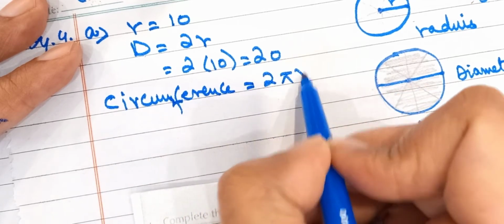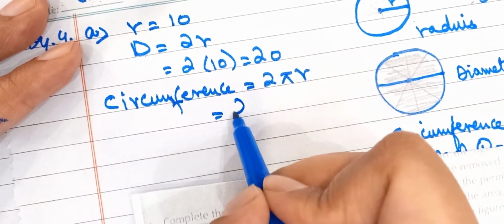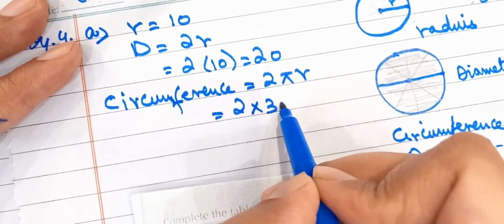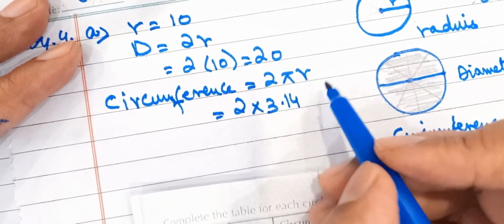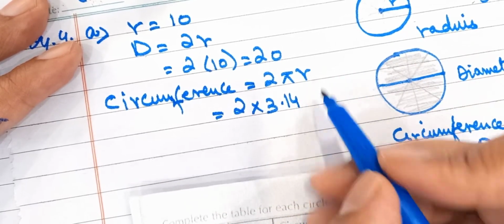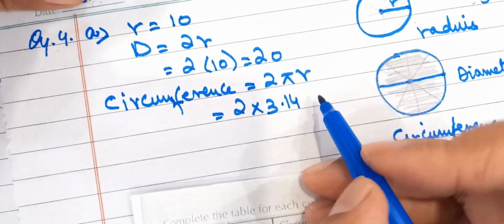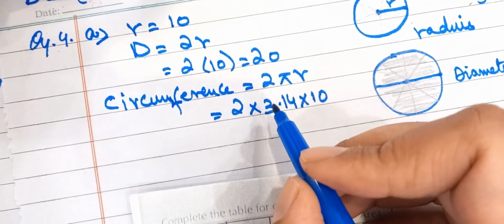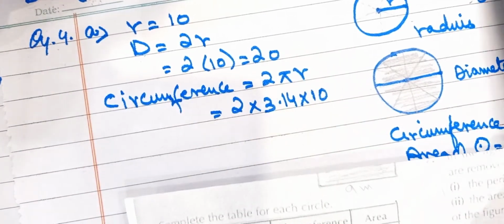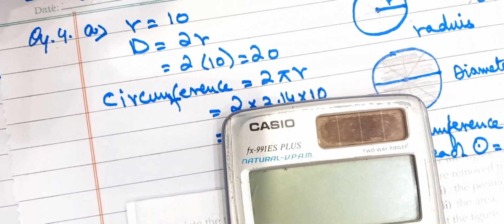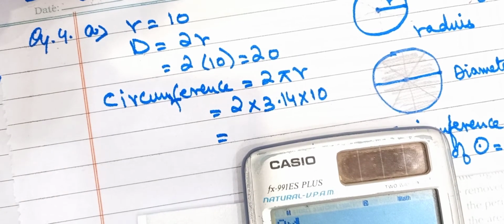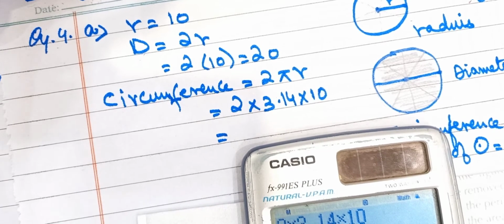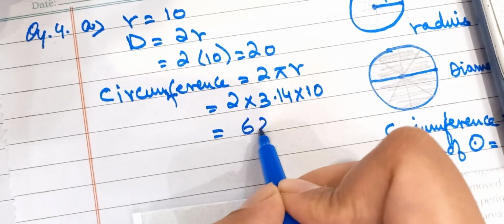So circumference. Always write the formulas. 2 pi r. For pi, write down 3.14. You can also write 22/7. It's all up to you, or whatever is mentioned in the question. I prefer 3.14. Now radius is 10. So when you multiply it, you will get the result. 2 into 3.14 into 10 is equal to 62.8. So your circumference is 62.8.